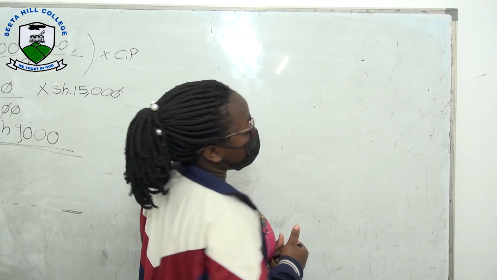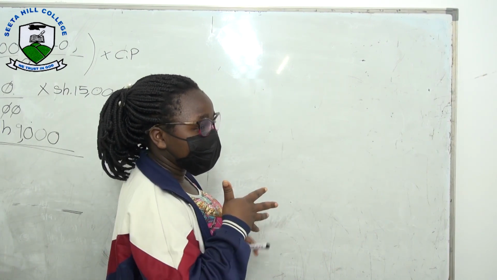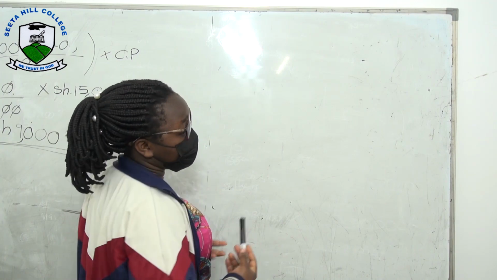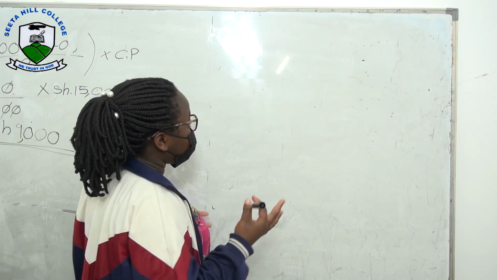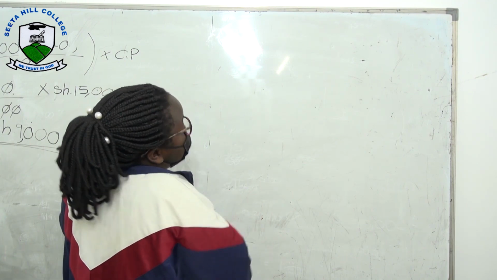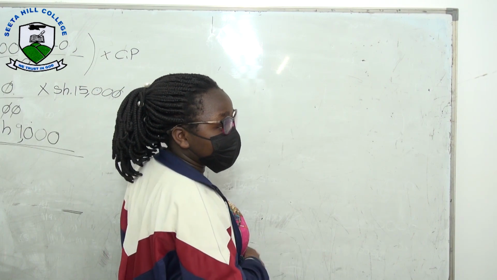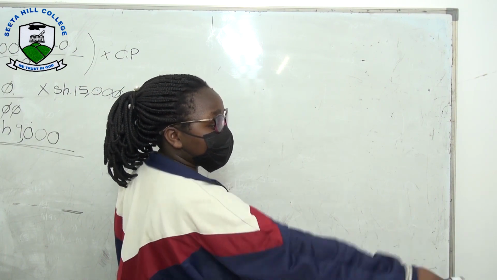Okay, the question is asking, since it has said we have to base on the seller's side, the question is asking for the cost price. The original price is the cost price. How much did that seller buy? How much did the seller have to buy? What is it? Okay.